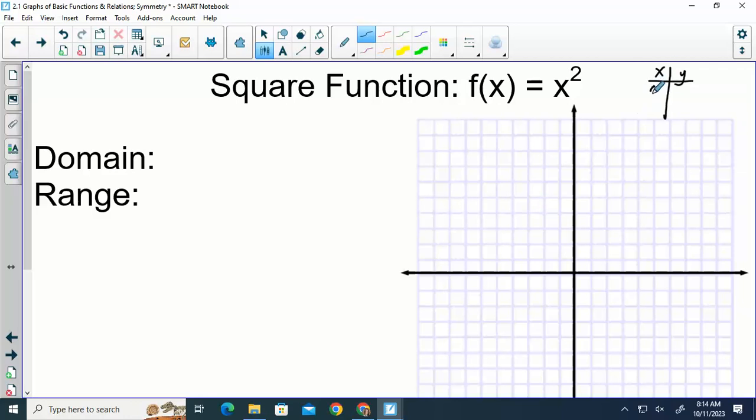So if we put in 0, 0 squared is 0. 1 squared, 2 squared, negative 1 squared, negative 2 squared. All right, let's plot what we've got. (0, 0), (1, 1), (2, 4), (-1, 1), (-2, 4). If I did 3, 3 squared is 9. Negative 3 squared is 9. So more points than I have to have, but let's fill up my graph. So I get my parabola.